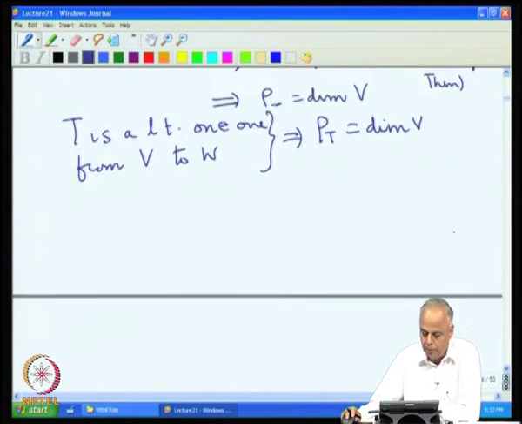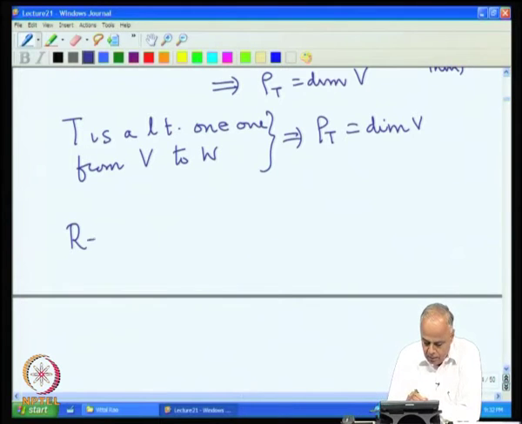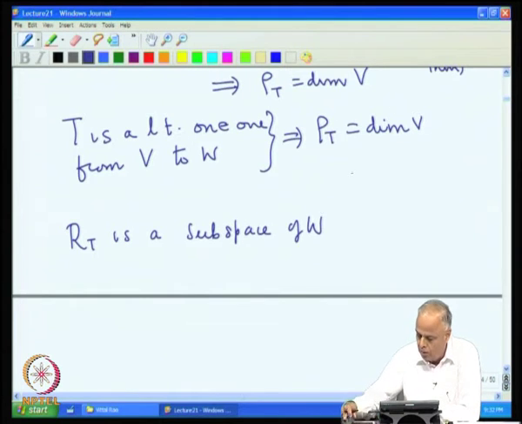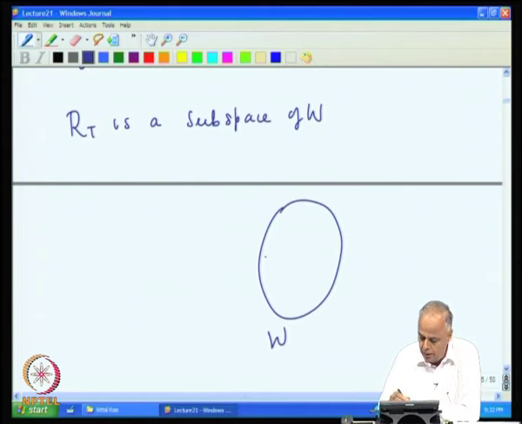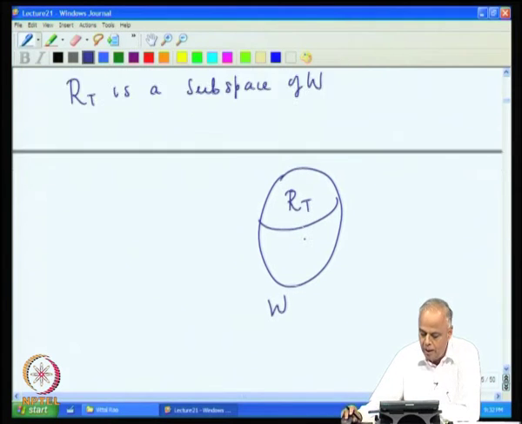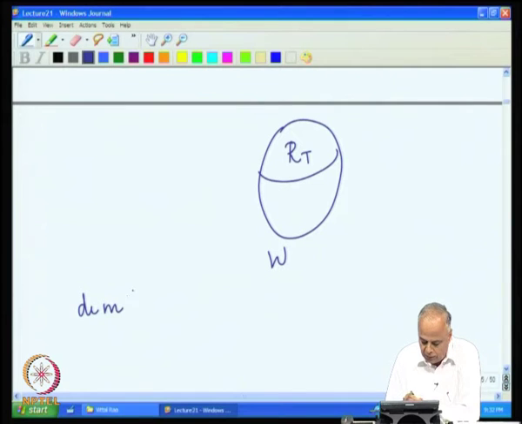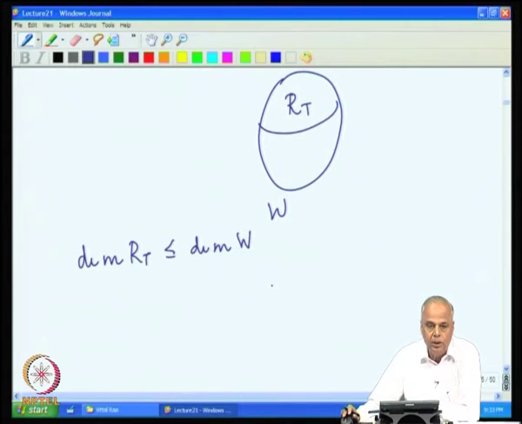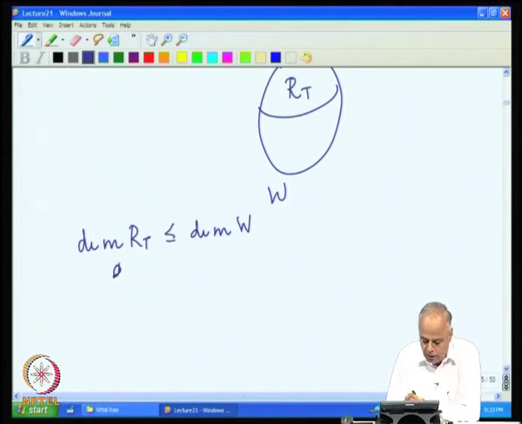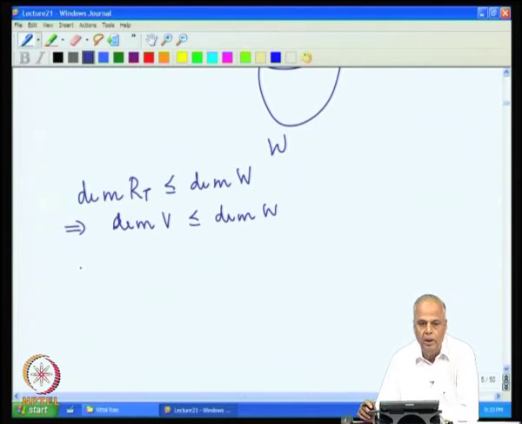The domain space here is V, but the range of T is a subspace of W. So, we have W here, and the range of T is sitting inside that, and therefore, the dimension of the range of T must be less than or equal to the dimension of W. But we have just found that if T is 1-1, the dimension of the range of T is equal to the dimension of V. So, the dimension of V must be less than or equal to the dimension of W. Therefore, if the dimension of V is more than the dimension of W, we cannot expect to have a 1-1 linear transformation from V to W.